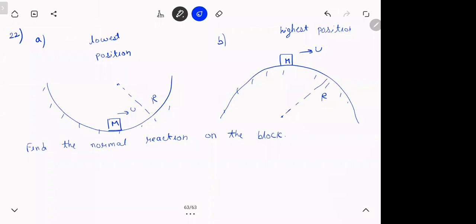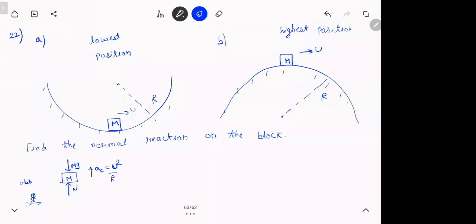First thing, free body diagram, then equations and solve. Easy only. See, I'll just tell you here. If you draw the free body diagram, what are the forces? N, mg. Since you're going in a circle, there is a centripetal acceleration. Now, where is the observer? He's on the ground.